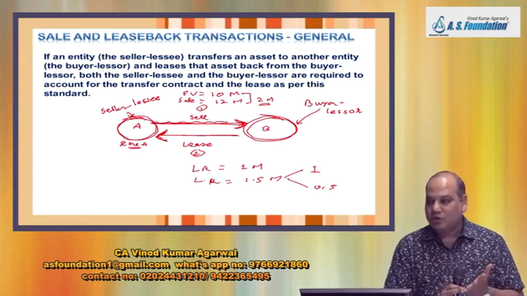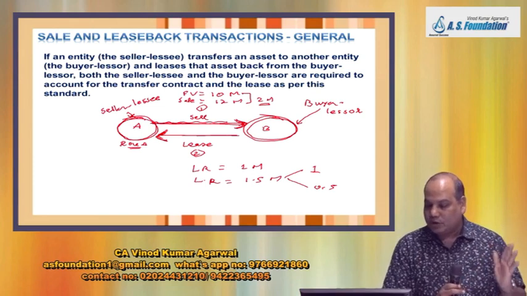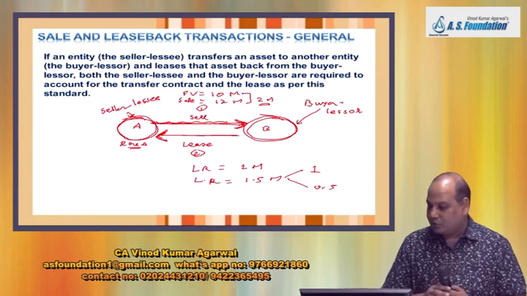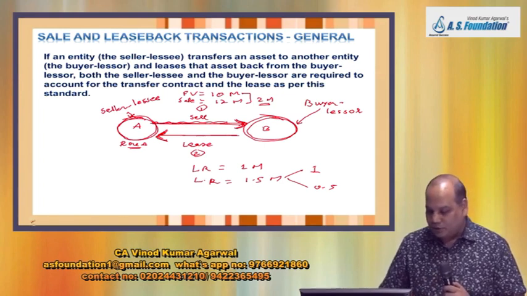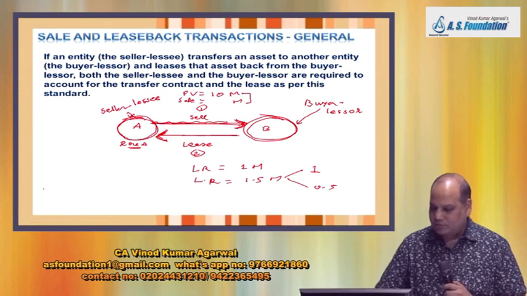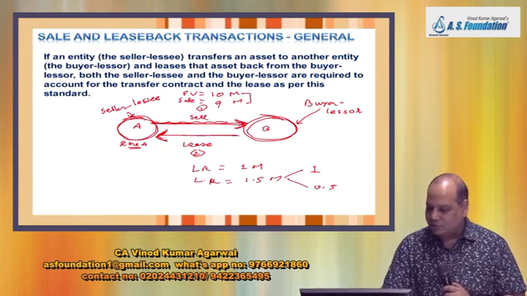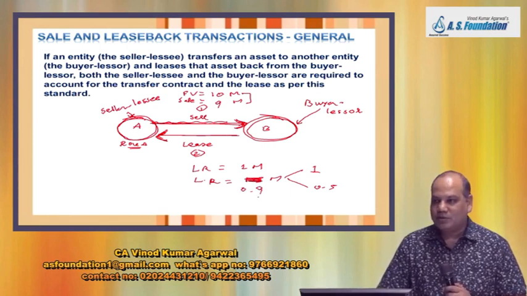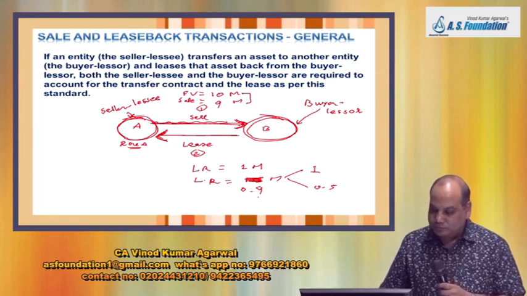So now you have to see whether the transaction is at fair value, below fair value, above fair value. So normally if it is below fair value, it can be like this also. It can be for 9 million. In such cases, what happens? The lease rentals are reduced. You pay me less, I'll pay you less. Okay.